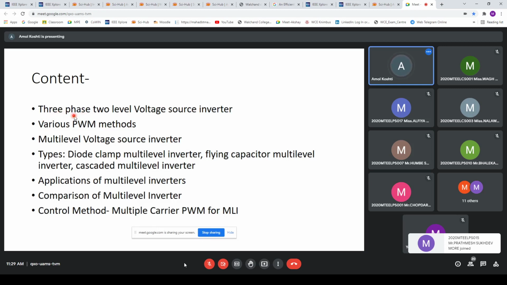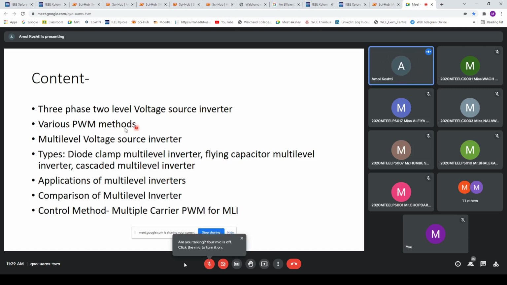Here, in the three-phase two-level voltage source inverter, various PWM methods are there. These are sinusoidal pulse width modulation and space vector modulation. These are the methods that we will see in this.